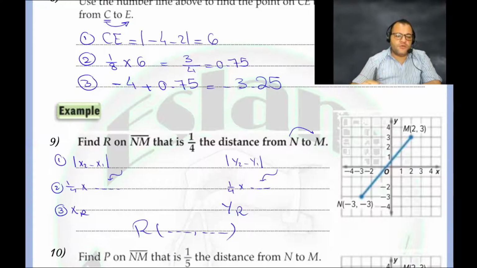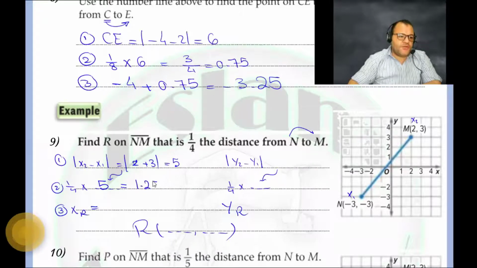You have 2 questions now. You got the idea for this one? So that's X1 and that's X2, and that's Y1. How do we find it? It will be 2 minus negative 3, which is plus 3. So it will be equal to 5. So now we have 1 over 4 times 5, which equals 5 over 4.